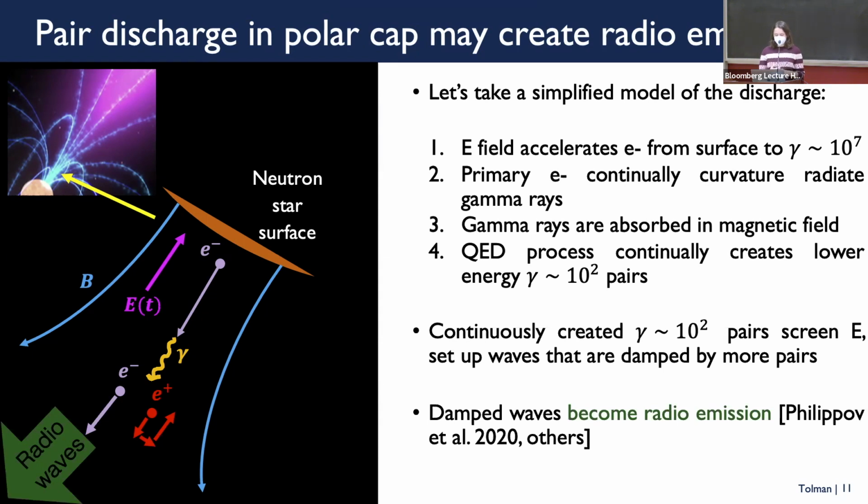So these lower energy pairs are not as energetic, so they are able to interact with the electric field, and they screen out the electric field. And they'll set up waves, which might become the radio emission, right? So these waves will be generated by the secondary pairs, and then they'll also evolve due to the continual addition of more secondary pairs. The idea that this might be responsible for radio emission has been a topic of interest recently in several papers, including the one that I cite here.